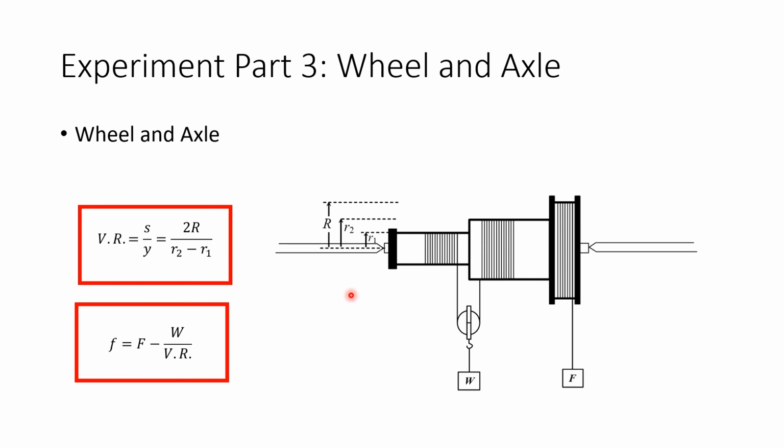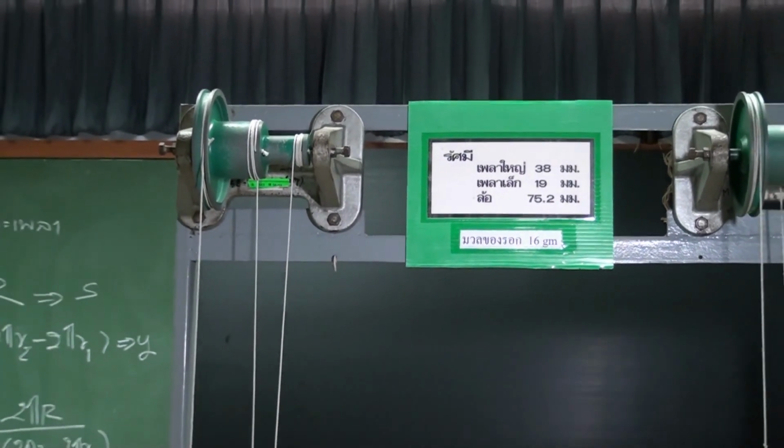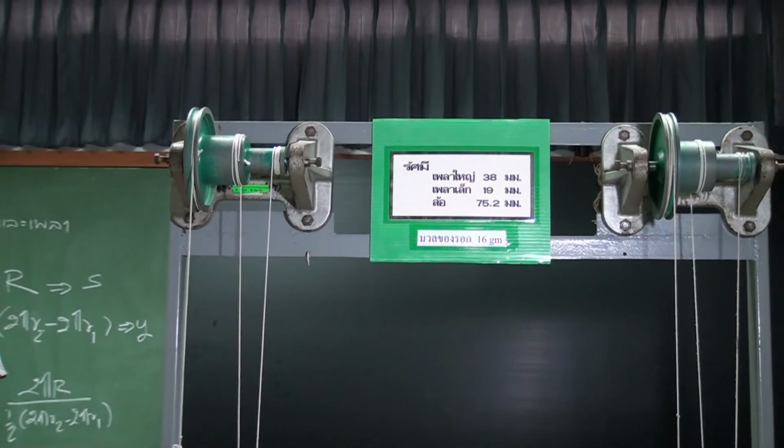And the lab would actually ask you to measure S and Y, where those are the distances through which the force F and the weight W are moved. And then from there, once you have calculated the VR, you could actually make an estimate of the friction. Once again, once you know F, W, and VR, you can calculate this and then calculate the efficiency of the machine.